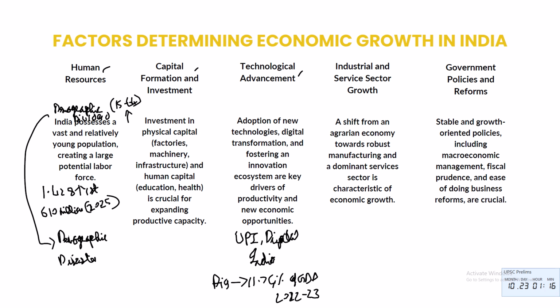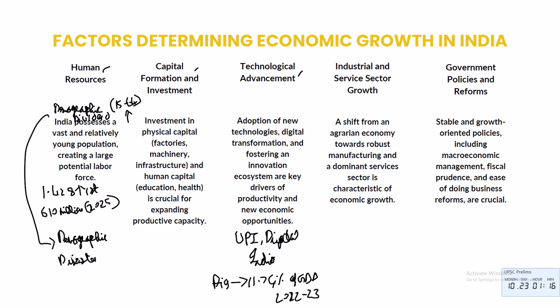Industrial and services sector. A shift from agrarian economy towards robust manufacturing and a dominant services sector is characteristic of economic growth. Like growth in automotives, electronics, pharmaceuticals, information technology, these are all very much important. India, as we all know, is an agricultural and service economy, but still industrial growth and service sector both contribute towards economic growth.